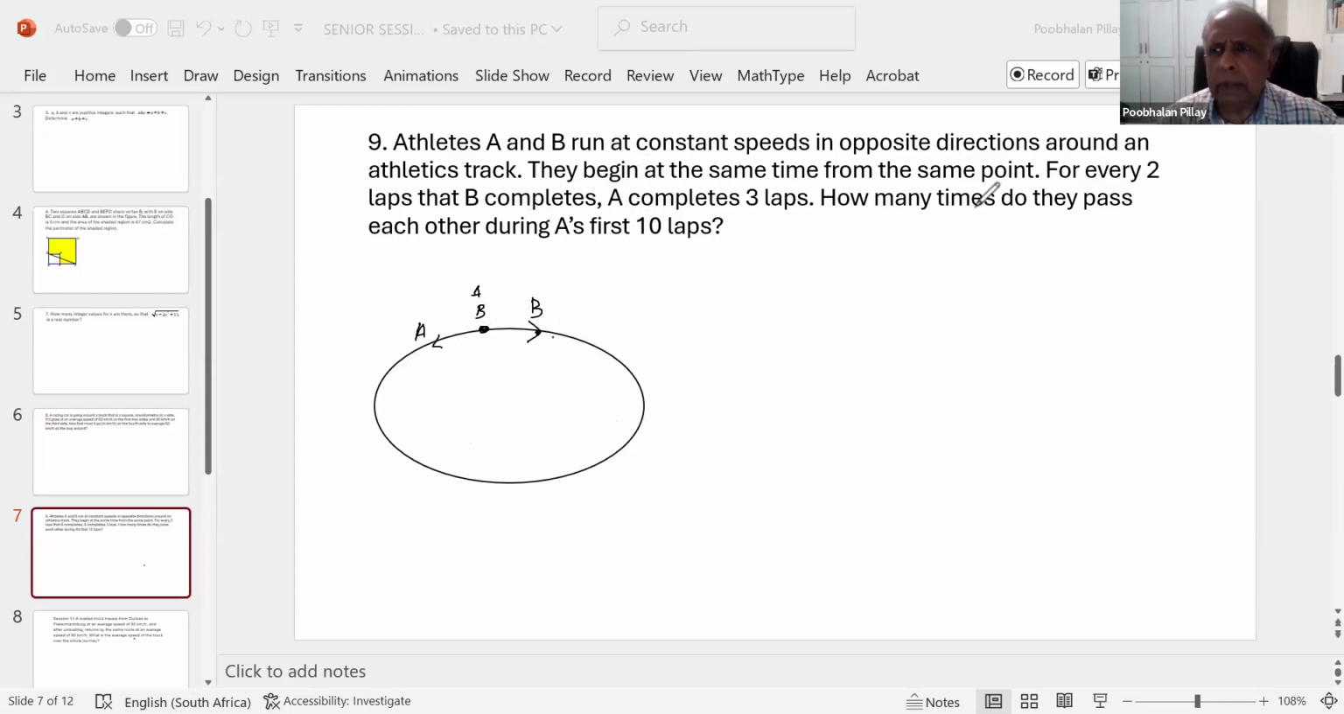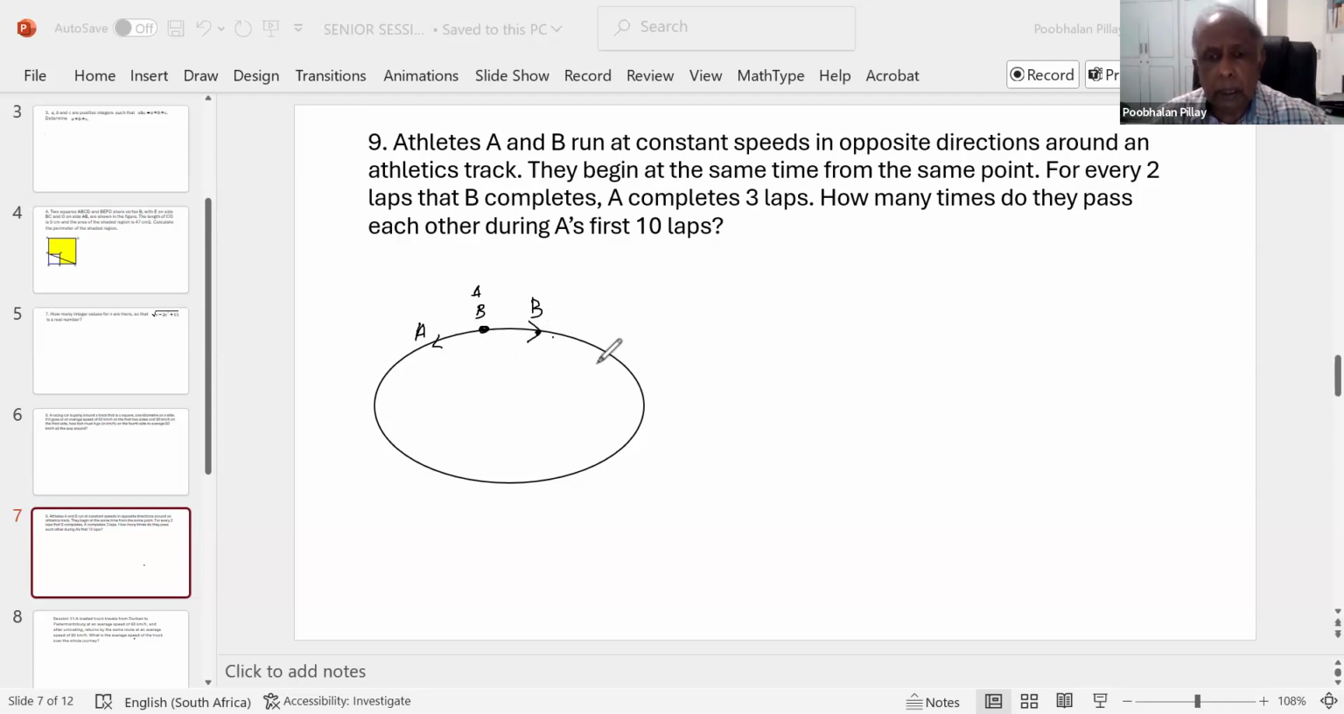Now, given here, for every 2 laps that B completes, and a lap is one right round, every time B completes 2 laps, A completes 3 laps. So A is obviously faster. Now let's just interrogate that. If you think of that, you will see that means A is traveling 1.5 times faster than B, because when B does 2, this guy does 3. So he's traveling at 1.5 times that of B.